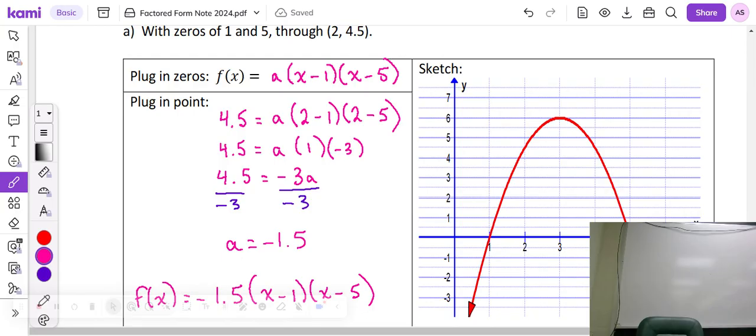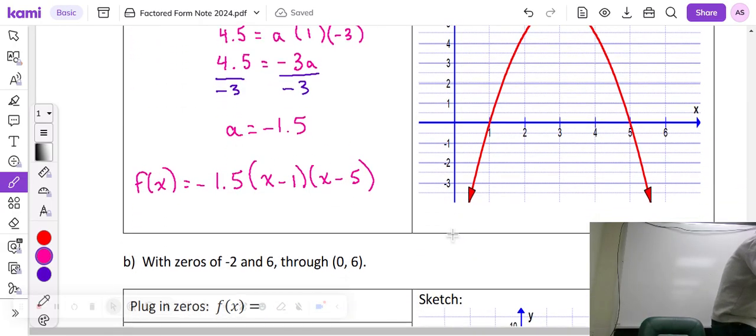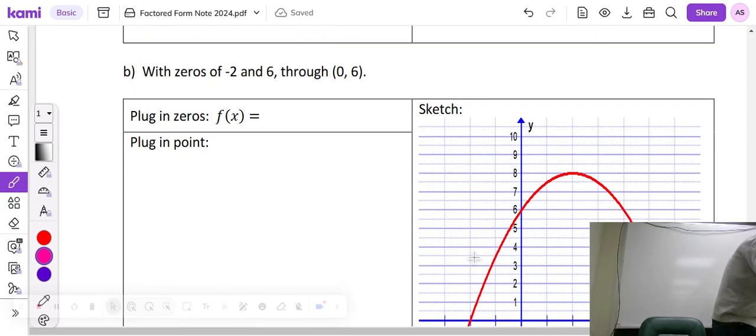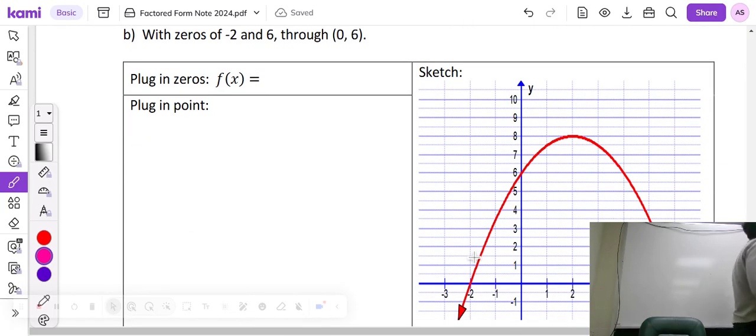It's not that much different from the skill you already have. Can you guys try the next one? So I've given you guys the zeros. I've given you guys the graph to check your answer. So can you plug in the zeros? Can you plug in a point? Do the same thing we just did up above. I'm going to do my attendance, let you guys try it, and then I'll come back and come along for the ride. But yeah, just give it a try yourself. Give it the old college try.